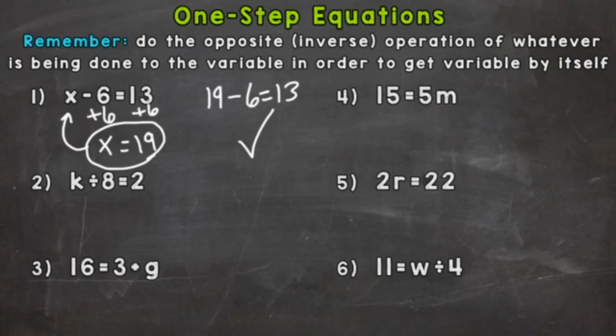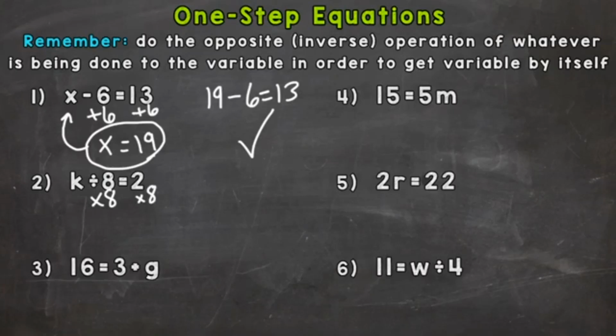Let's take a look at number 2. We have k divided by 8 equals 2. So what are we doing to the variable k? Well, we're dividing by 8. So we need to do the opposite to that side to get rid of the dividing 8. So we need to multiply by 8. K divided by 8 times 8, well, those 8s cancel out, so k is by itself. But whatever we do to one side, we have to do to the other to keep everything balanced.